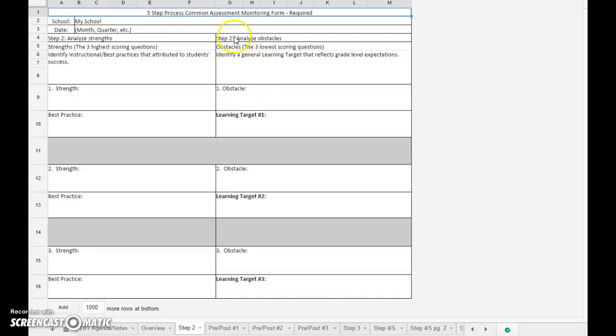So we're going to identify the obstacle. We're going to document what that obstacle is. That's going to be our first learning target. Let's see what a completed one looks like.